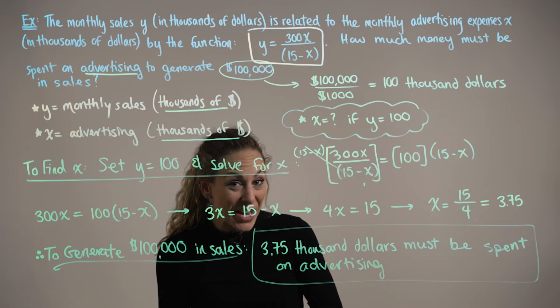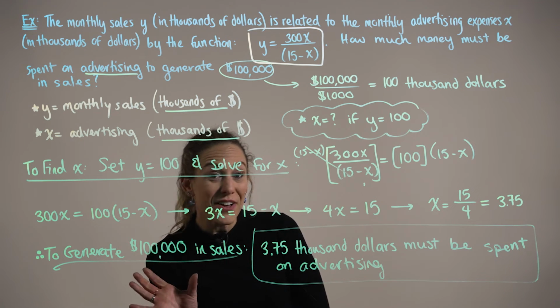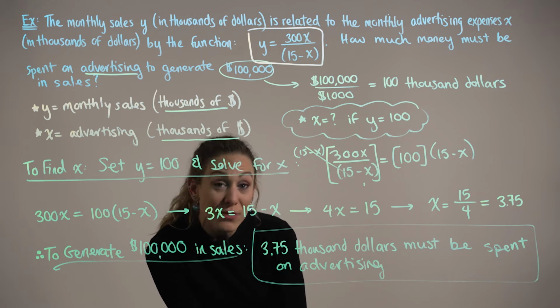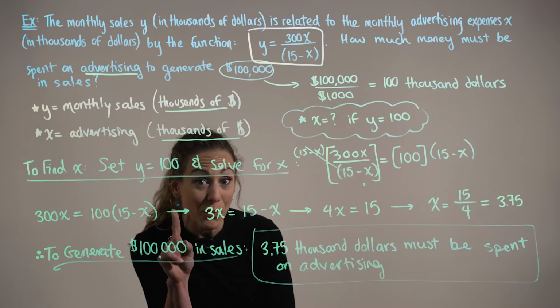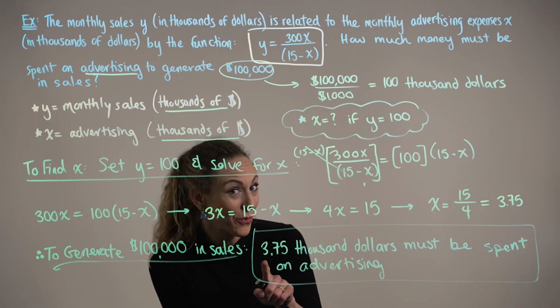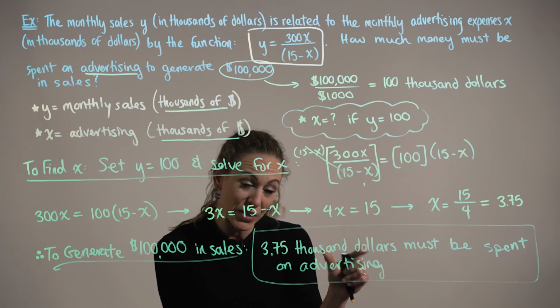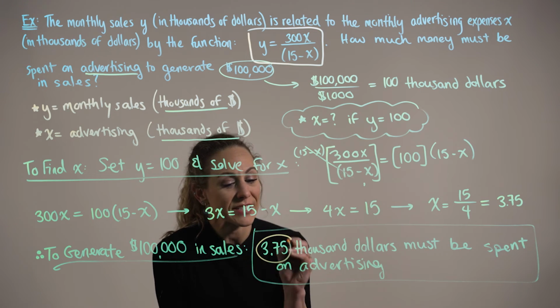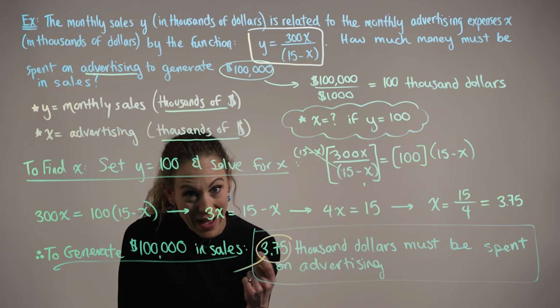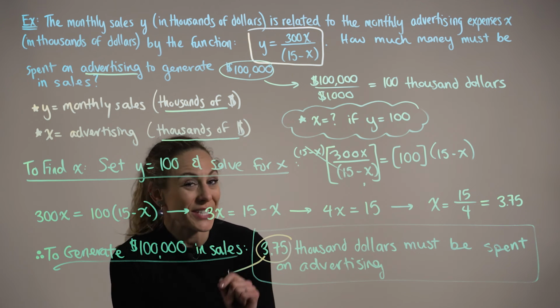So in order to generate $100,000 in sales, we need to spend $3.75 thousand on advertising in 1 month. Now, while this is the format we want to leave our answer in to match the given units, keep in mind that we could take this 3.75 and multiply it by $1,000 to attain the dollar amount.